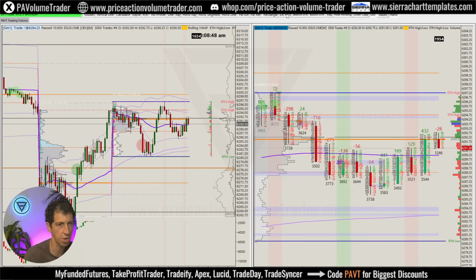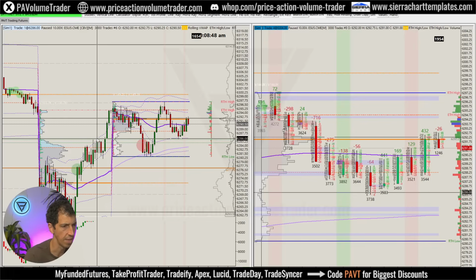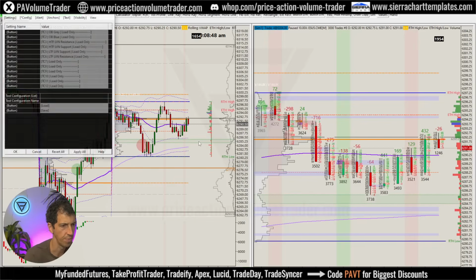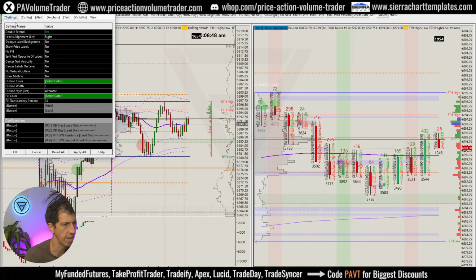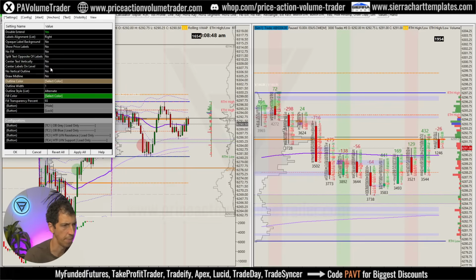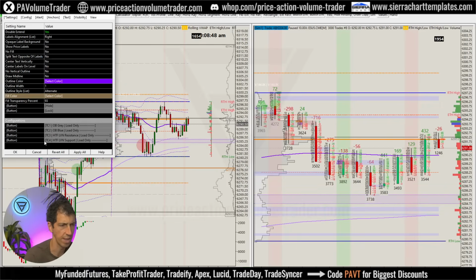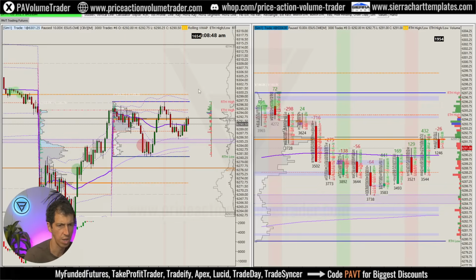So let's just grab a rectangle drawing tool, and let's just draw out this zone. Let me make this purple right there. Okay, so this purple zone, we know that is going to be a significant level, just to keep in mind in the context of the video.